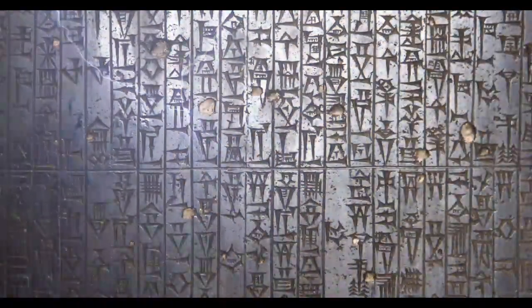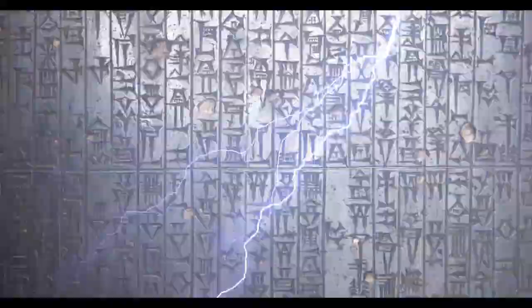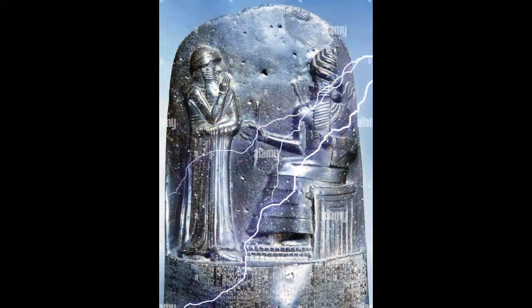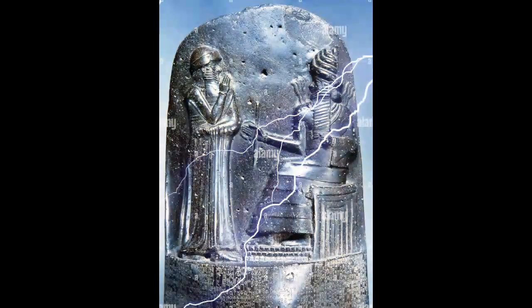Family law. Family law in the Code of Hammurabi addresses various issues related to marriage, divorce, and inheritance. It establishes clear guidelines to regulate these aspects of daily life, ensuring that familial relationships and property rights are managed according to legal standards.